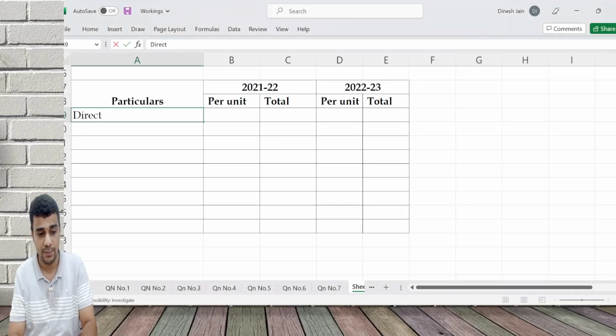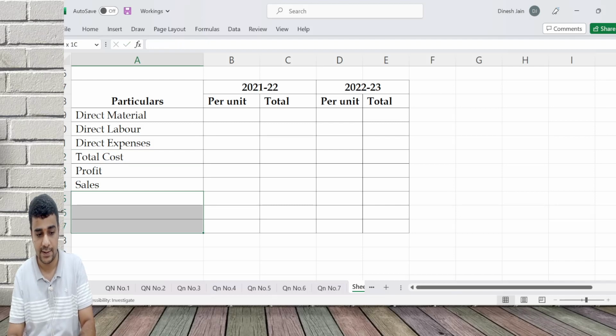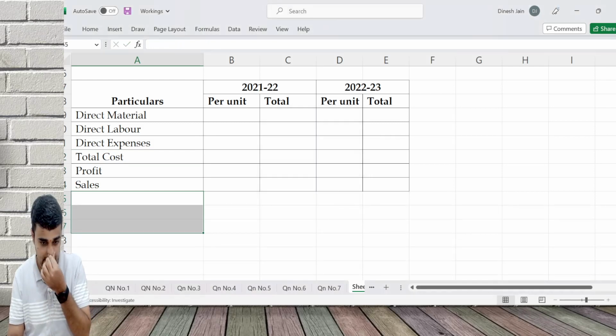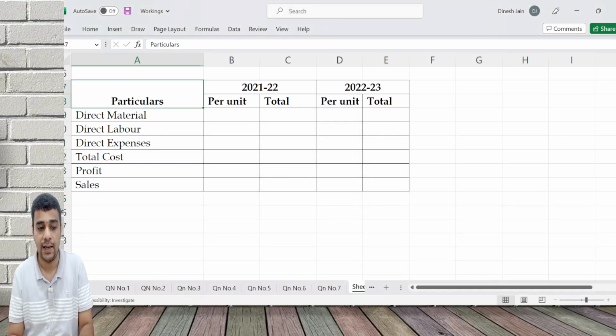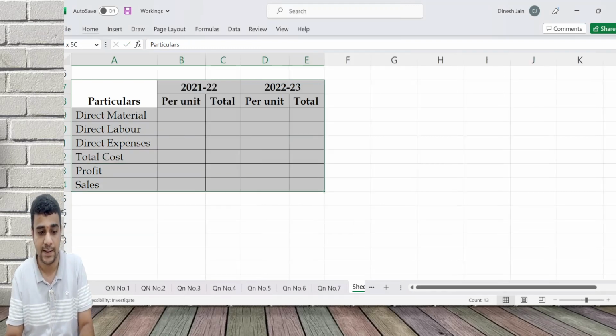So direct material, we'll write the figures in some time. Direct labor, direct expenses, total cost, profit, and sales. This is the format we'll keep it. Direct material, direct labor, direct expenses, total cost, profit, and sales.